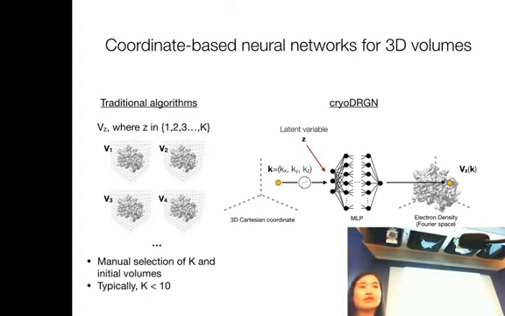And then the reason why we would do this is to model heterogeneity. So in this traditional multi-class reconstruction framework, we would model a mixture of k independent separate voxel arrays, whereas in our approach, we can simply extend the input dimension of our neural network to include a latent variable z denoting heterogeneity.